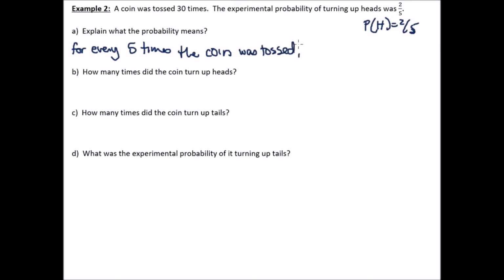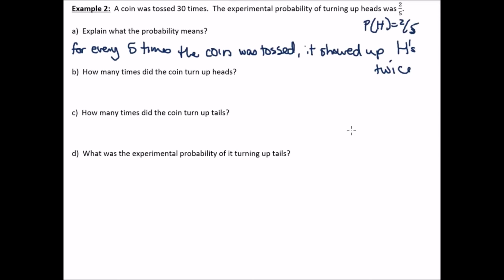Okay, example number 2. The coin was tossed 30 times. The experimental probability of turning up heads was 2 over 5. So if we want to, the probability of heads equals 2 over 5. Okay, if we want just short form, explain what this probability means. So for every 5 times the coin was tossed, it showed up heads twice.